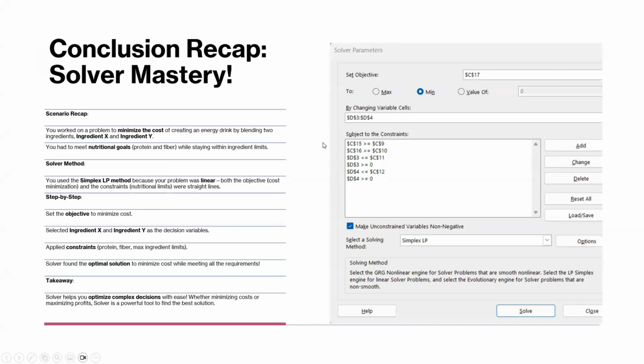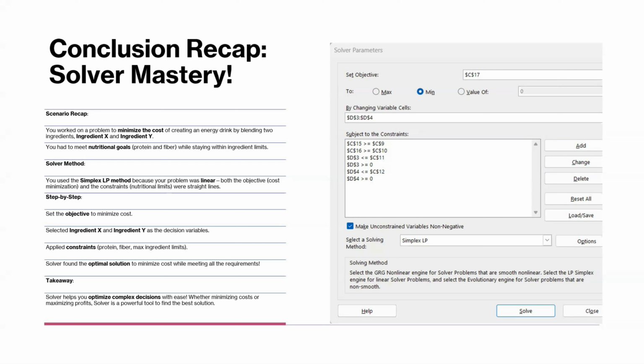Scenario recap. You worked on a problem to minimize the cost of creating an energy drink by blending two ingredients, ingredient X and ingredient Y. You had to meet nutritional goals, that is protein and fiber, while staying within ingredient limits. You used the Simplex LP method because your problem was linear. Both the objective, cost minimization, and the constraints, nutritional limits, were straight lines.